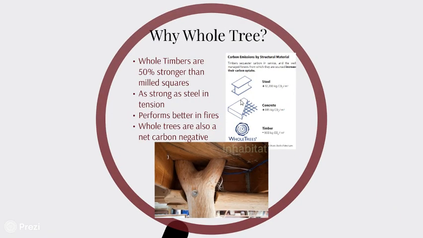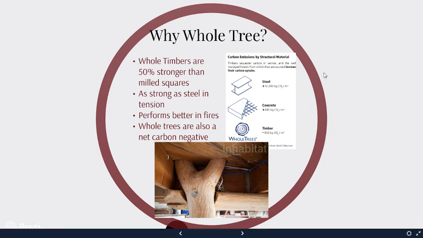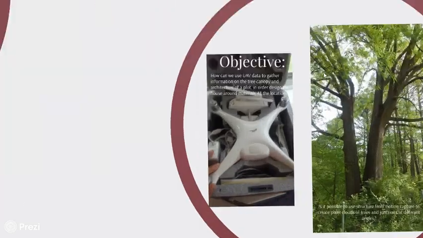Why whole trees? Well, when trees are left unmilled, they're 50% stronger than the milled timber of the same diameter. They are meant to be blown around with the wind, so they're as strong as steel in tension. And because of their shape, they don't catch fire like other houses do. Whole trees are also net carbon negative in comparison to other building and structural materials, which have a high carbon cost being shipped from all over the world.